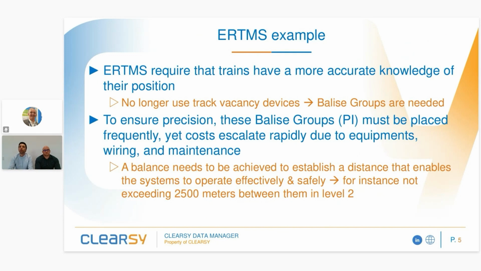But if you put too many of them, you will have a good and accurate location, that's not an issue, but the cost of the line will be quite high because of the wiring and the maintenance of the equipment. So you need to find a good balance between safety and the cost of your project. For example, if we consider ERTMS level 2, we know that the balise groups must be at around 2,000 meters to have a good balance.